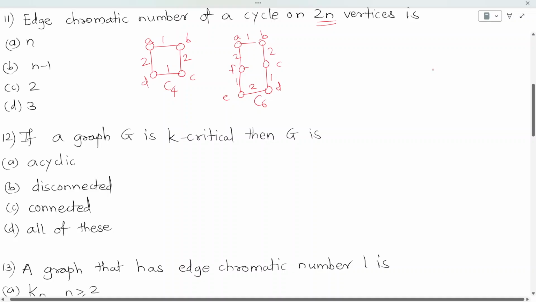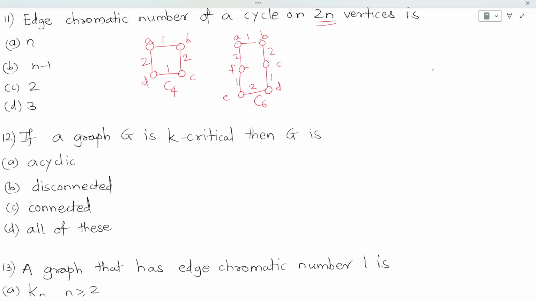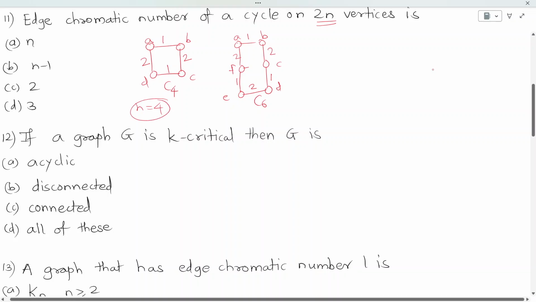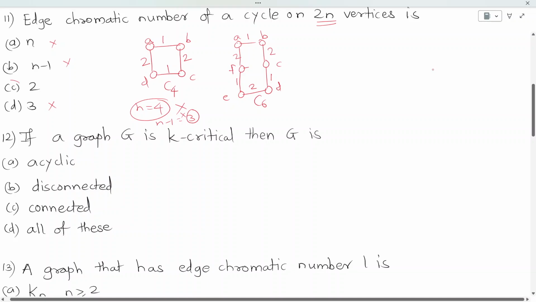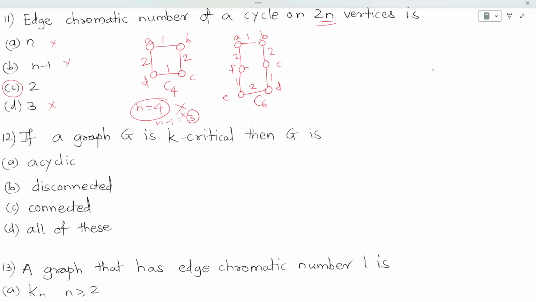This coloring is proper. So we can say the edge chromatic number is 2. You may observe here n is equal to 4, but the edge chromatic number is not equal to 4. n minus 1 is 3, but the edge chromatic number is not equal to 3. So option A is incorrect, option B is incorrect. Similarly for C6, we are not getting edge chromatic number 3, and for C4 also we are not getting 3. So options A, B and D are discarded. By drawing C4 and C6, we have observed that the edge chromatic number of a cycle on an even number of vertices is 2.